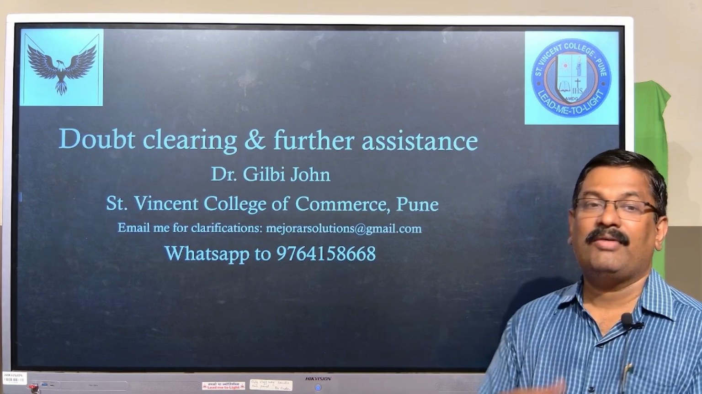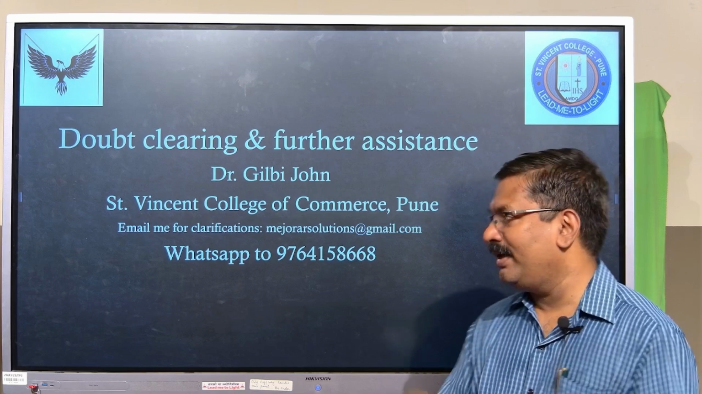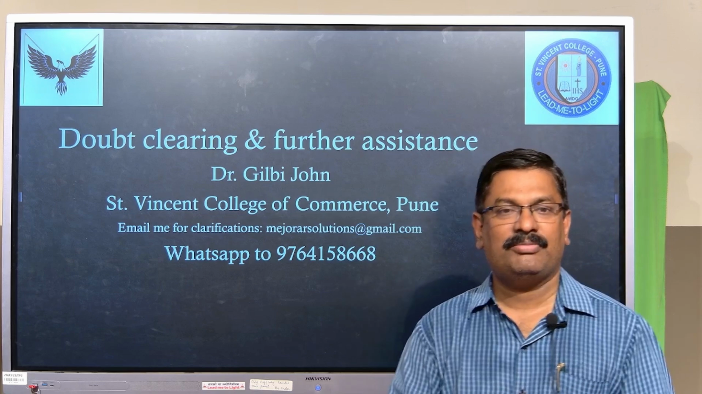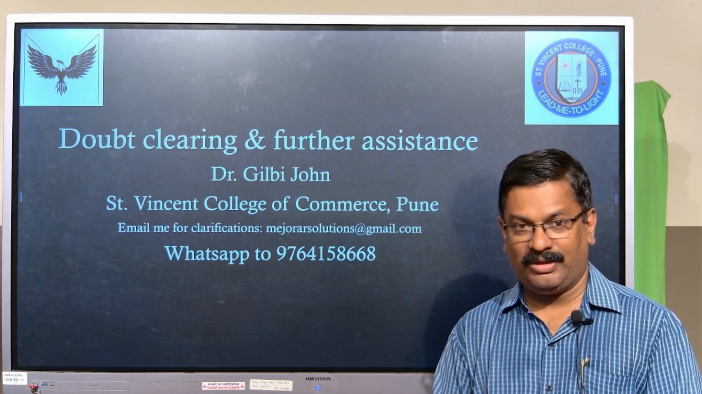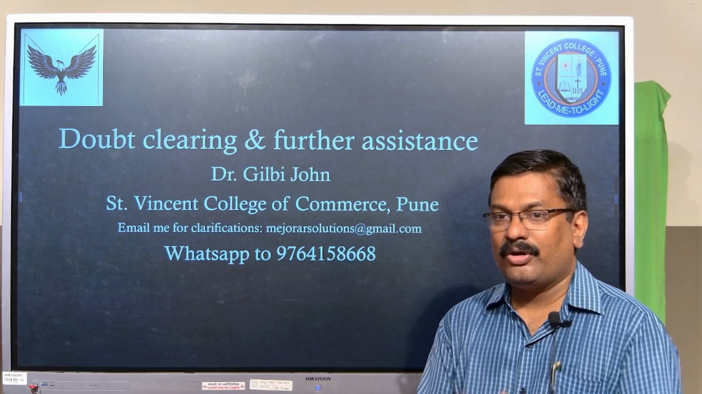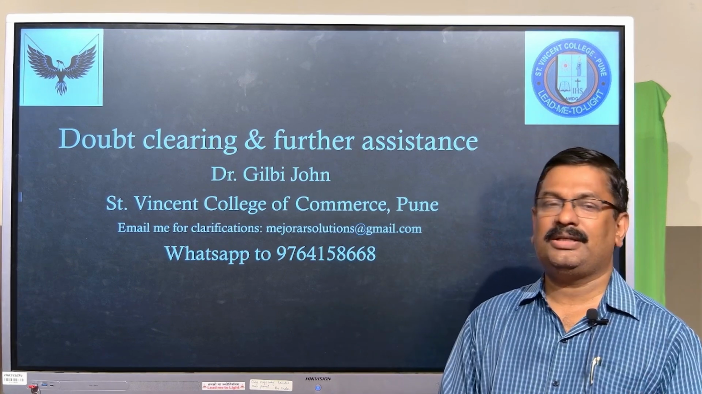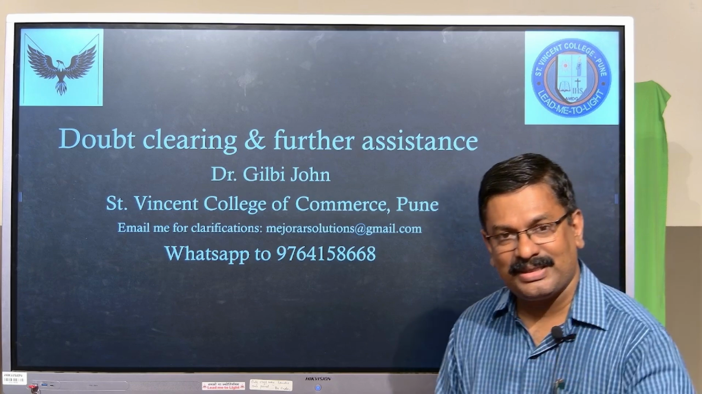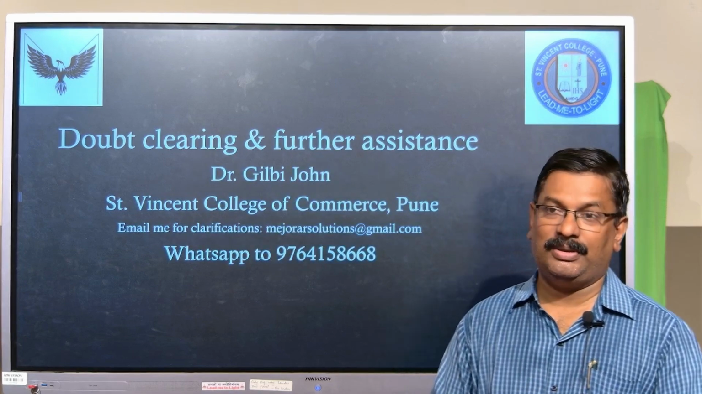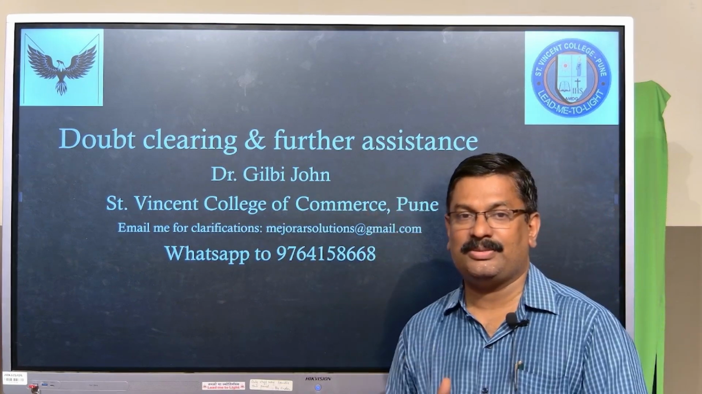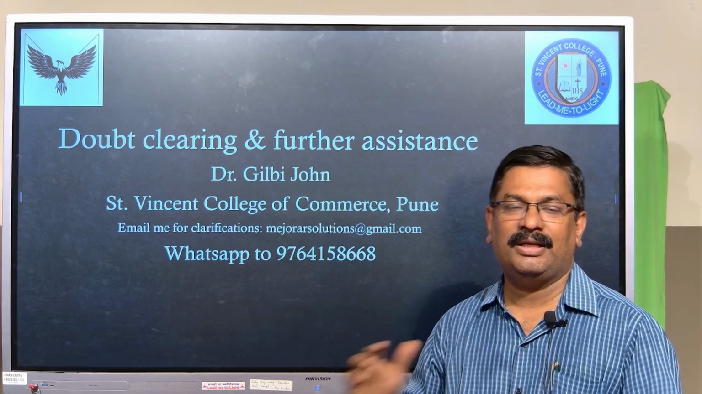Now, if you have further doubts you want to clarify, you can email me or WhatsApp me to clarify the doubts. What you have to do in order to reinforce this is list out what the possible incomes in a business are, what the possible expenses are, what the possible assets are, and what the possible liabilities are.